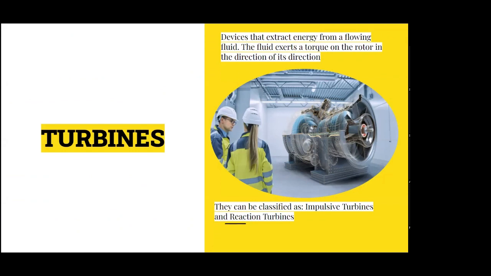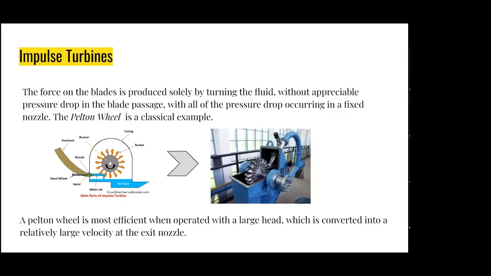Turbines are devices that extract energy from a flowing fluid. The geometry of the turbines is such that the fluid exerts a torque on the rotor in the direction of its rotation. The shaft power generated is available to drive the generator or other devices. Turbines can be classified into impulse turbines and reaction turbines. These classifications are based on the mechanism of the fluid interaction with the turbine blades.